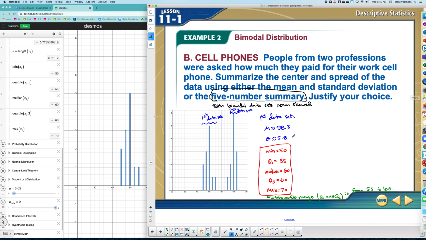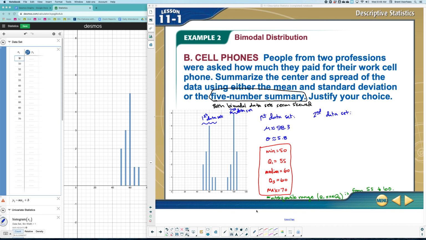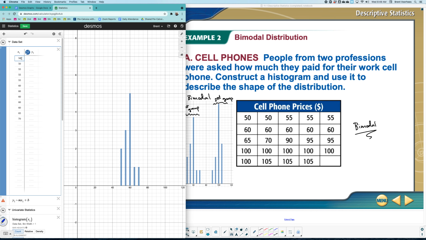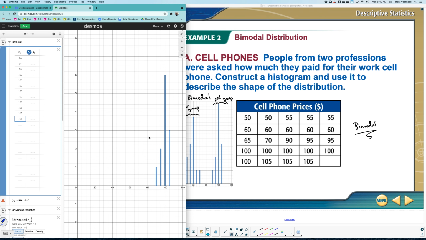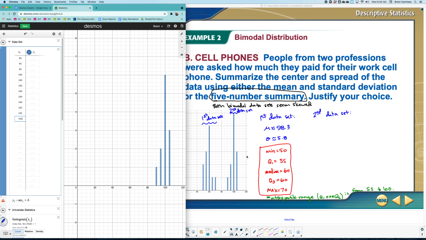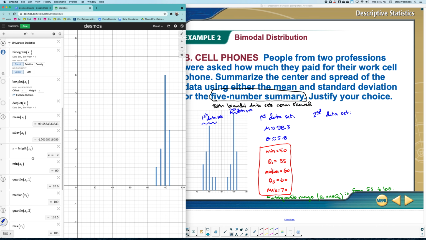Okay, so now let's take a look at the second data set. I need to come back here and plug in these values. I actually need to change my picture back. So we're starting with the 13th value. There's 5, 10, this is 12. We're starting with value 90. So I'll have 90, 95, 95, 100, 100, 100, 100, 100, 100, 105, 105, and 105. Now I have these 3 values. Let's scroll down and see what we can learn about this one.